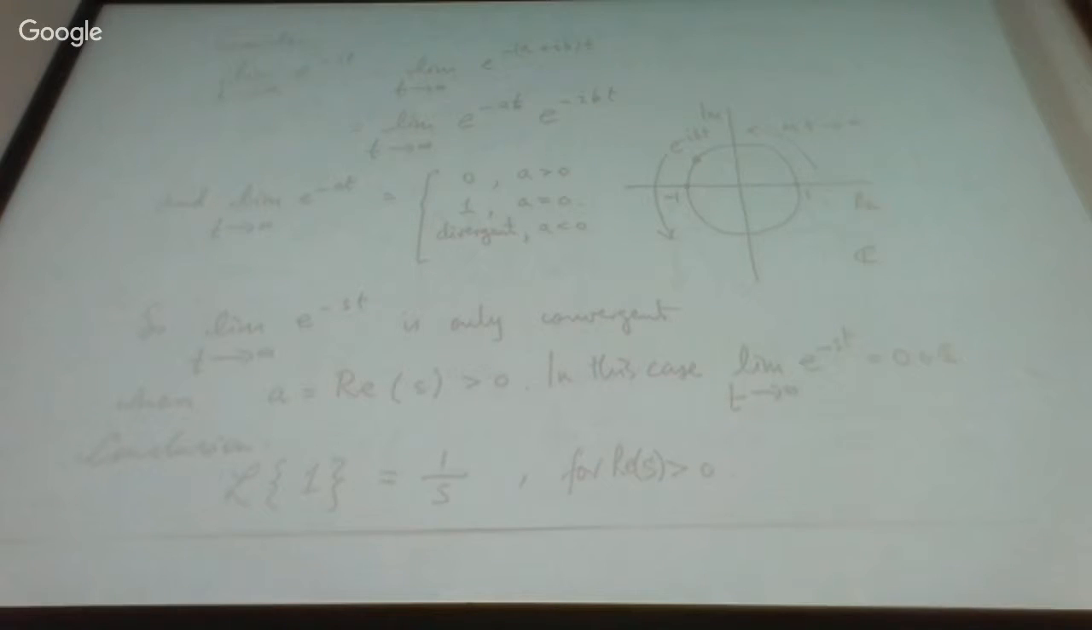So we take it that this constant function 1 has a Laplace transform. The Laplace transform is complex valued. It's a function defined in the complex numbers, and it's only defined for complex numbers in the right-hand half of the complex plane. Complex numbers with real parts strictly bigger than 0.